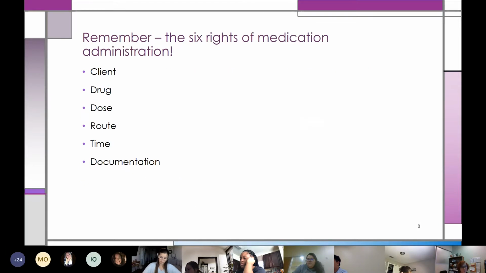Remember these. I hope you are still doing your 6 rights of medication administration. You should be doing that regardless of if you are a student or if you are a registered nurse. You should always make sure you have the right client, the right drug, the right dose, the route, of course, time, and you're going to document it.